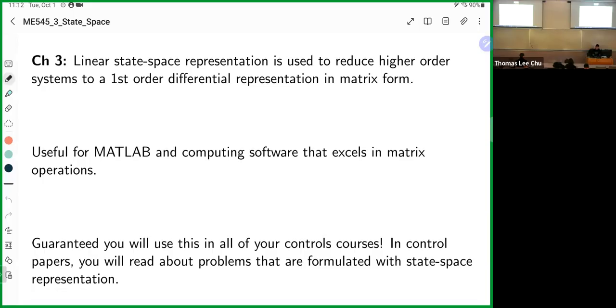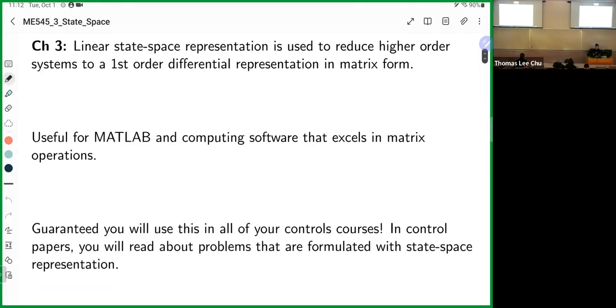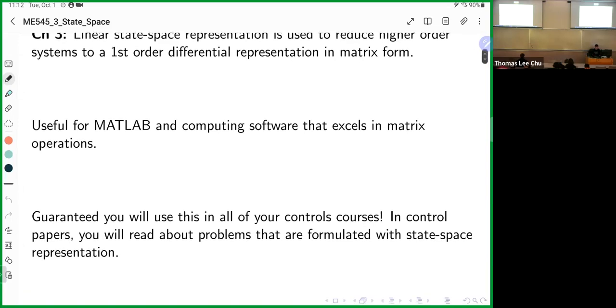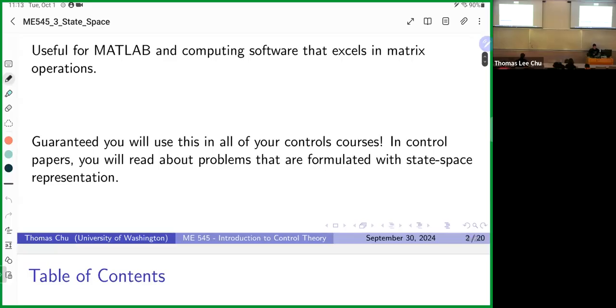It loves that. And it's easier to have stuff in state space representation. You're more likely to avoid computational errors. Guaranteed that you'll use this in all of your controls classes. And if you read research papers on control, you will read about problems that are formulated with state space representation. Not always, but it's not uncommon to see it. So this is also a particularly useful chapter for research. So basically what I'm saying is that this is an important chapter as well.